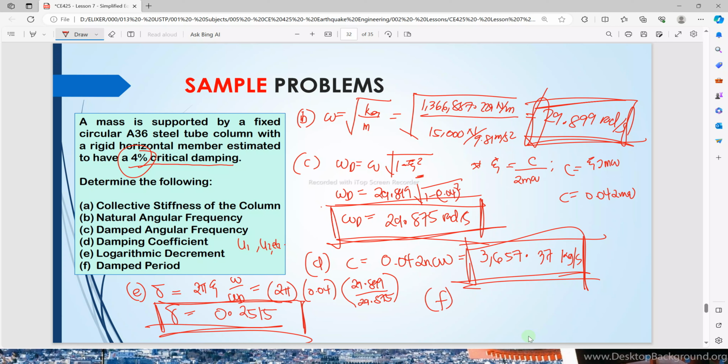And then the period T, the damped period, is 2 pi over omega d, or 2 pi over 29.875 radians per second, or 0.21 seconds. This is the damped period.